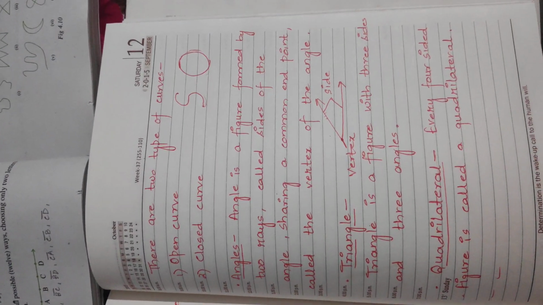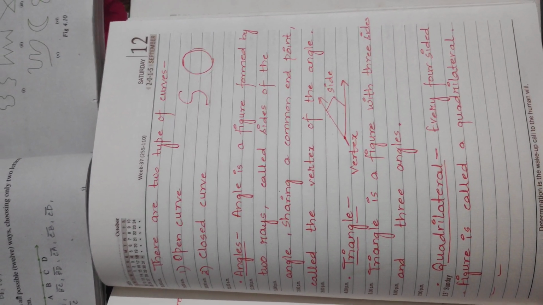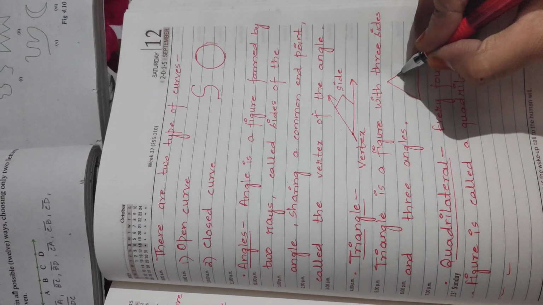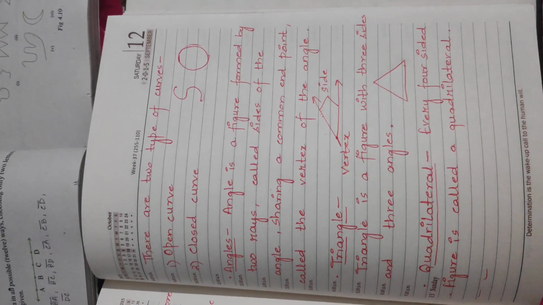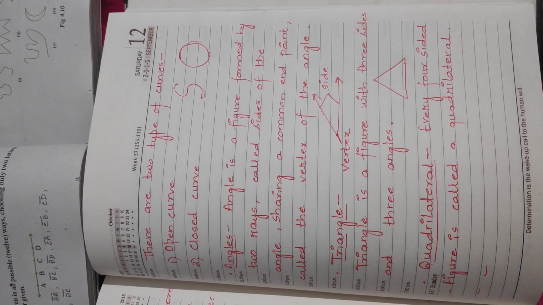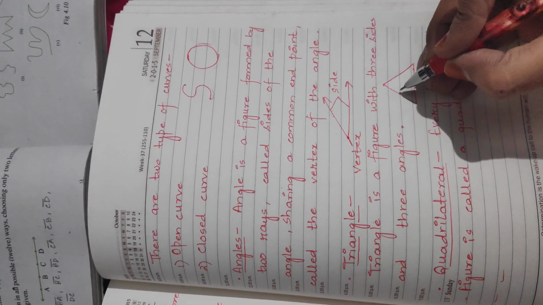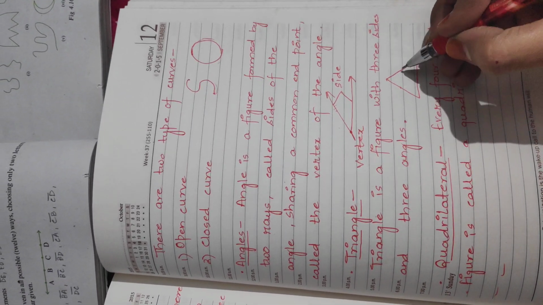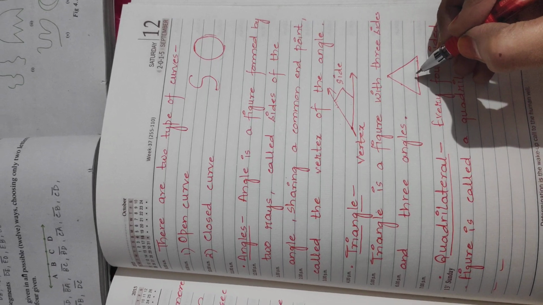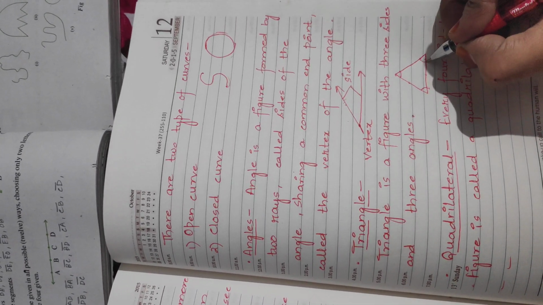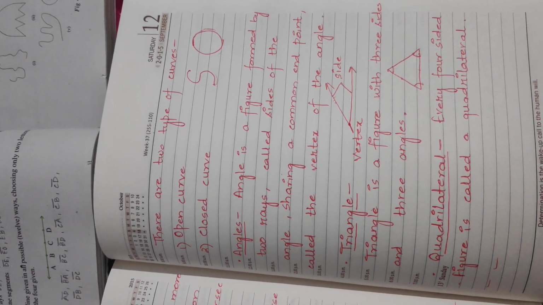Next is your triangle. A triangle is a figure with 3 sides and 3 angles. This is your triangle. You all are familiar with these definitions, but I'm just going to give a simple explanation of all of them. They are saying a triangle is a figure with 3 sides. It has 3 sides: 1, 2, 3. It has 3 sides and 3 angles. This is the first angle, this is the second angle, and this is the third angle.